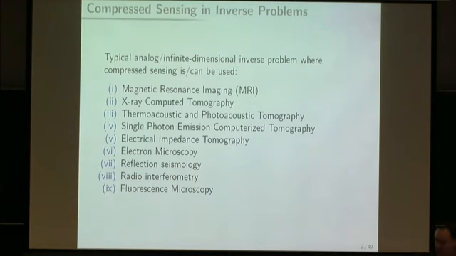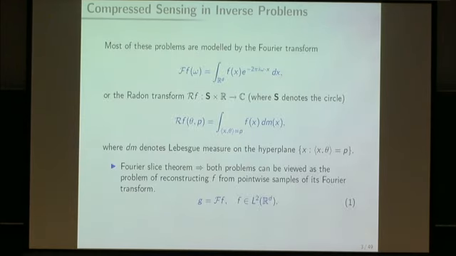So why do I show you this? Well, first of all, this is a workshop on inverse problems. And most of these problems, with the exception of the last one, fluorescence microscopy, can be described in a sort of analog or infinite dimensional way, typically by the Fourier transform, in MRI or radio interferometry, and the Radon transform, in a lot of the other tomography issues.